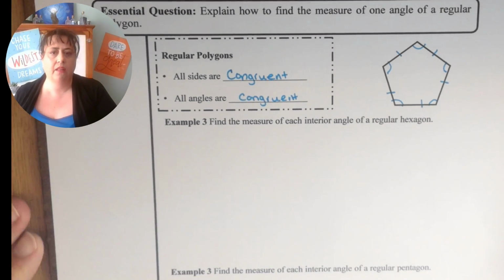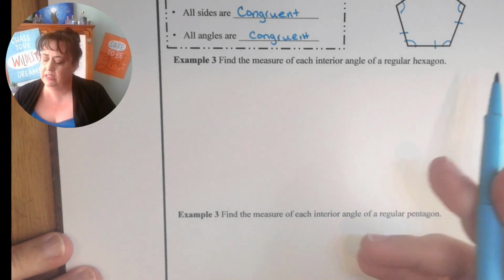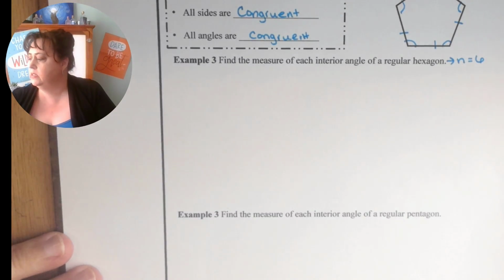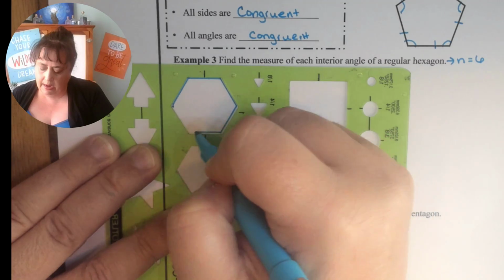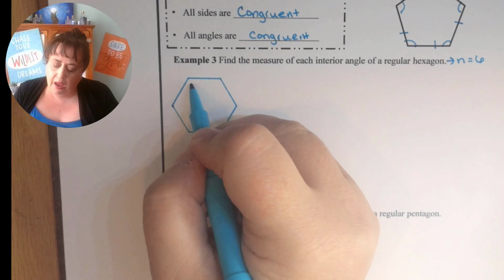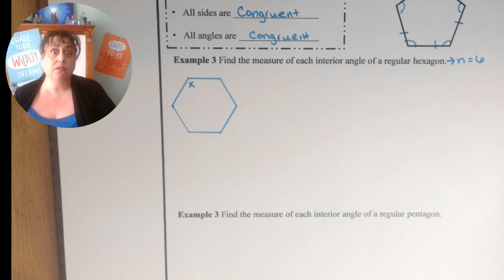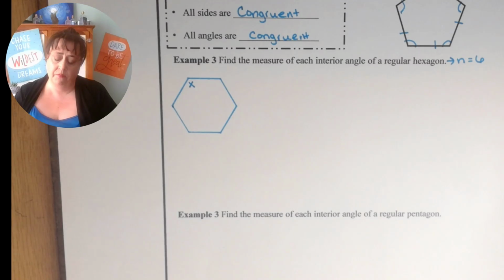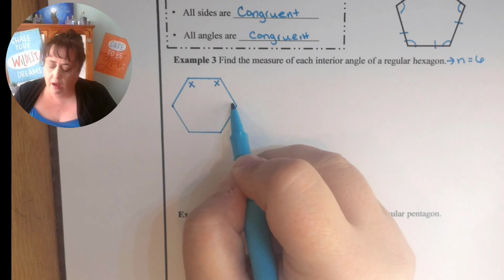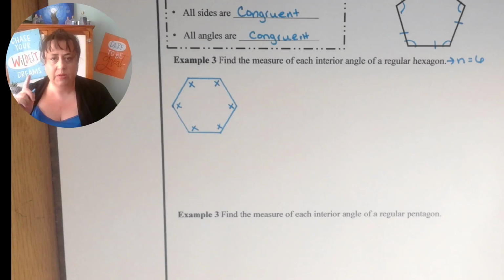So let's go ahead and look at an example. We're going to find the measure of each interior angle of a regular hexagon. A hexagon has 6 sides. So I'm going to go ahead and draw one in now so we can talk about it. When I want to know the interior angle, that just means 1. I just need to know 1. But in order to know that, I'm going to have to know all of them first. So if this one has a measure of x, I actually know that they all have a measure of x. We'll get to that part in a second.